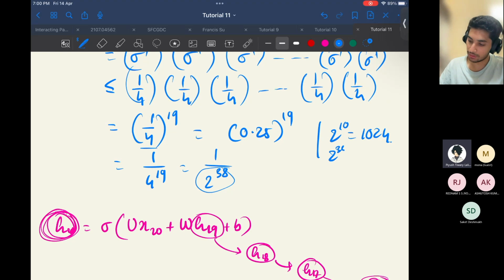2 raised to 30 will be approximately 10 cubed, and 10 cubed raised to 3 will be 10 raised to 9. I mean, it's even bigger than this. So it's a very big number.